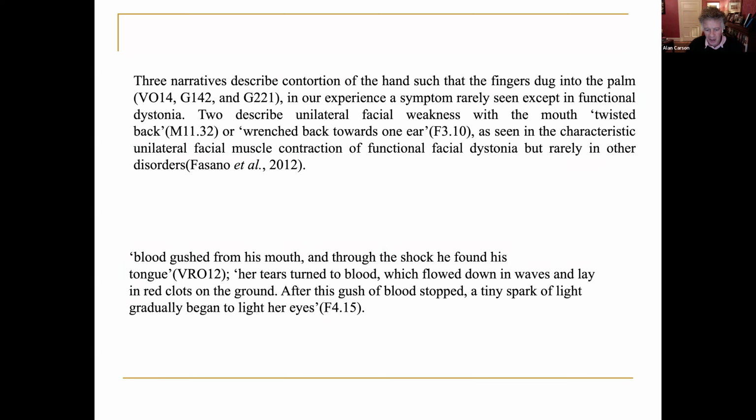Whereas things like tears turned to blood, which flowed down in waves, lay in red clots on the ground, and tiny sparks of light began to light her eyes. This just sounds more fanciful. So I think, again, the idea that all witches and all miracle seekers had functional disorders that were going undiagnosed is simply wrong. It's a story. But there are probably some functional patients mixed up in the general melee of that story, but how much and how often, I think is very hard to say.